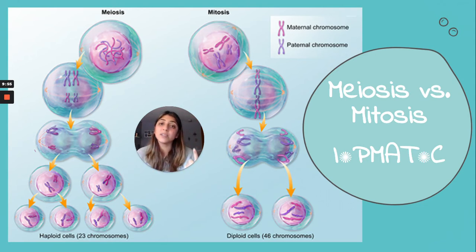One, the main purpose is we want to produce identical cells. That's one of the biggest things. We call those identical daughter cells. Second, it's for when things are growing. So plants, when they grow, are going through mitosis. When our bodies are growing, we go through mitosis, right?